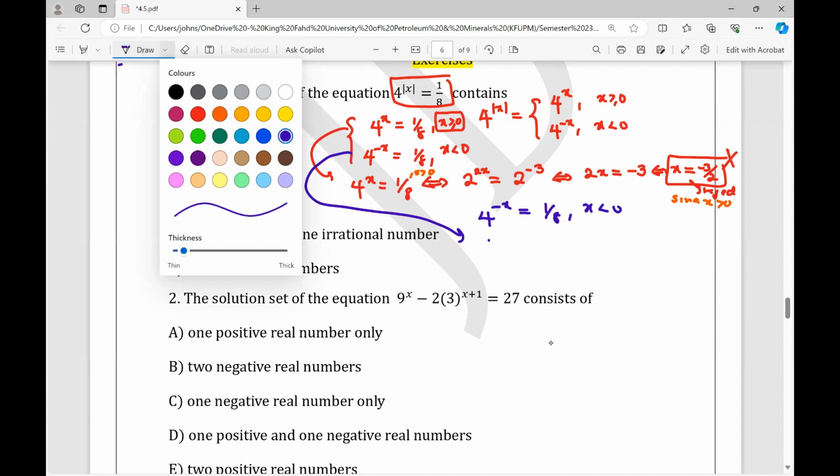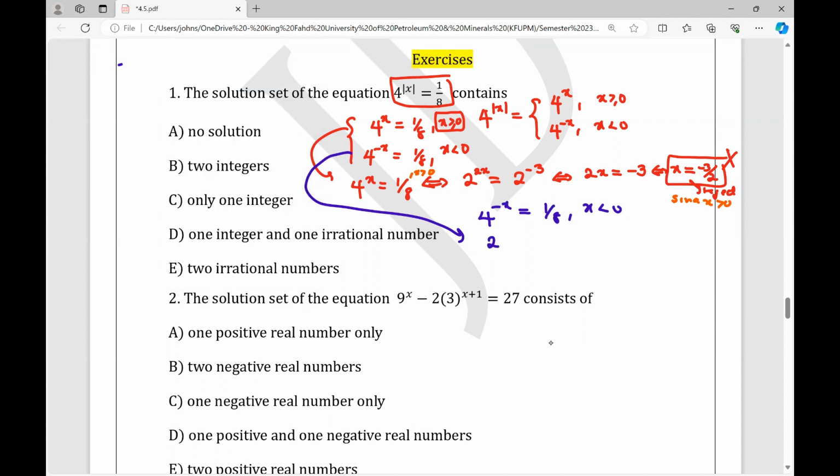Then for this one also, we can write 4 to the power minus x as 2 to the power minus 2x, right? And this is going to be equal to 2 to the power minus 3, since we can write 1 over 8 that way. So we can drop the bases. So you have minus 2x equals minus 3. So you can see that x is going to be 3 over 2, right?